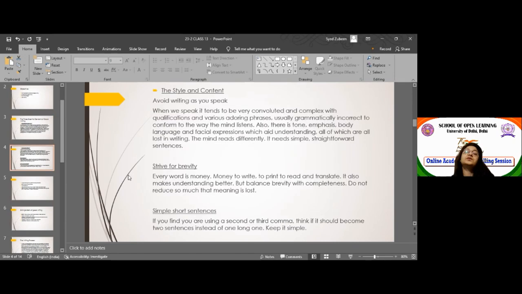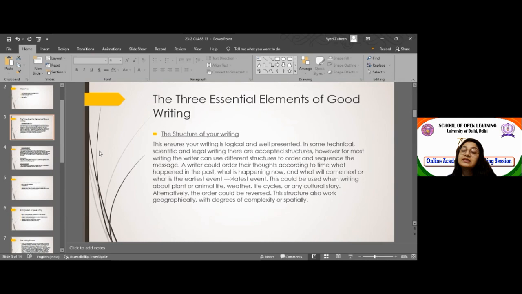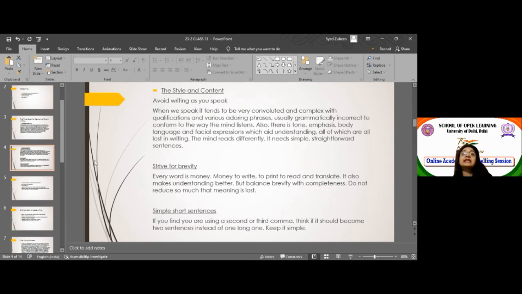So then we move on to the style and content. The first essential element is the structure, then it is the style and content. So sometimes when we are speaking, we end up writing the things that we are speaking, right? And so we shouldn't do that. So avoid writing as you speak. Focus on what you are writing. First, listen to what the other person has to say before writing it down.